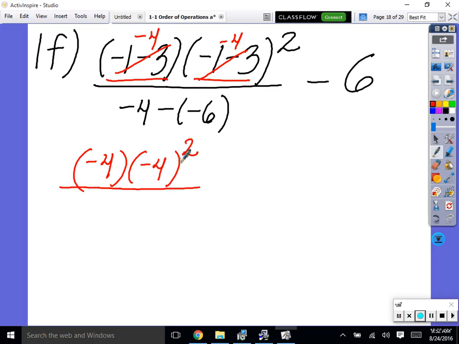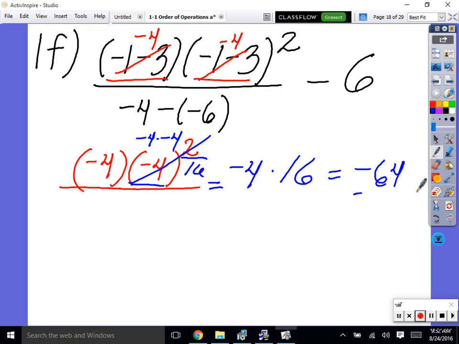Should we multiply first or do the exponent part first? Exponent. So remember, guys, if you type it into your calculator, you're going to get it wrong. So let's think about it. Negative 4 squared technically means negative 4 times negative 4. Won't that be positive 16? So we have a negative 4 times 16 on top. So on top, what is negative 4 times 16? We have negative 64 on top.